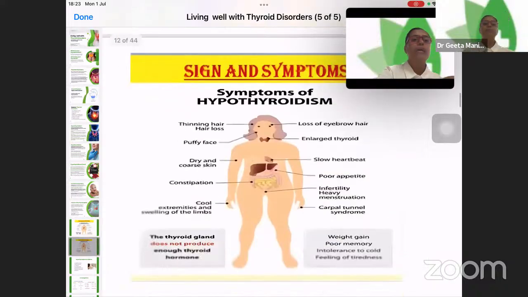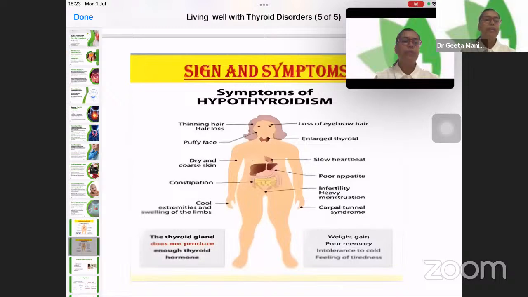Signs and symptoms of hypothyroidism. Thinning of hair is common in both. Puffy face in hypothyroidism. Dry and coarse skin. Constipation, whereas in hyper it is diarrhea. Cool extremities and swelling of the limbs. The shin part, the lower legs especially, are swollen.